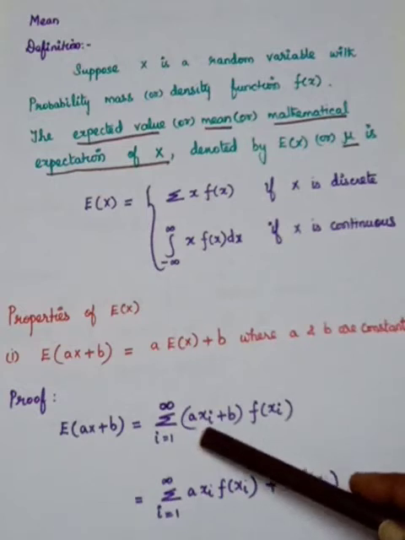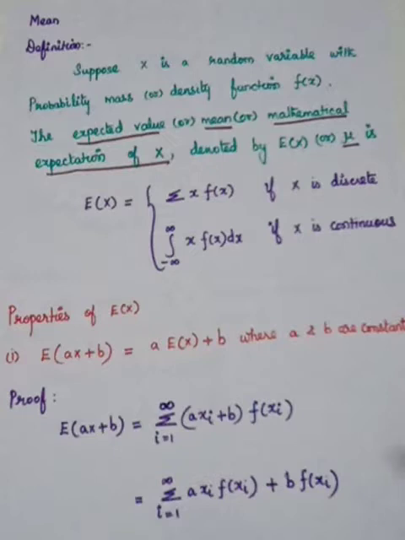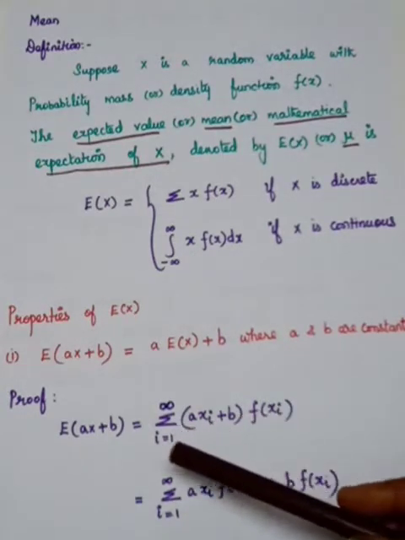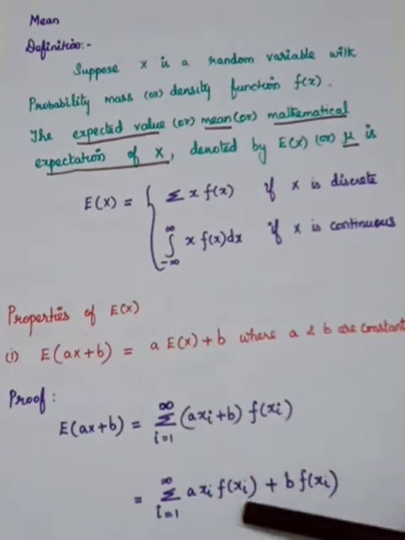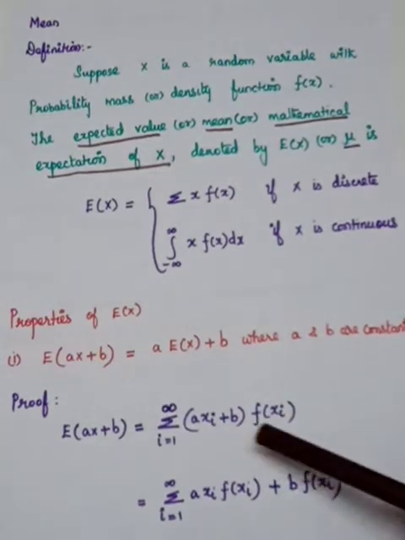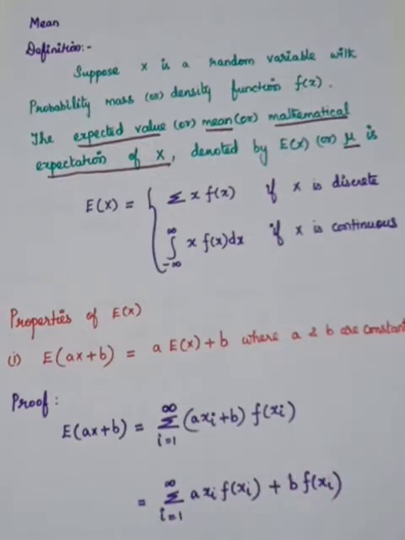Here why I have used the suffix i? It means i varies from 1 to infinity, that is, a countable number of values. Okay. So the summation I have to apply to both the terms. So summation i equal to 1 to infinity of axi f of xi plus b into f of xi. First I have split it in this step. Next I am going to apply the summation. So it's summation i equal to 1 to infinity of axi f of xi plus summation i equal to 1 to infinity of b into f of xi.